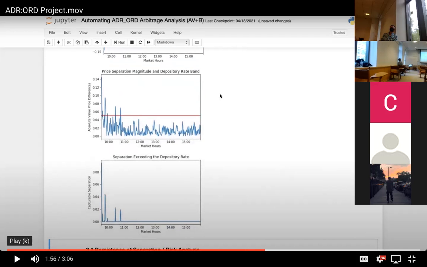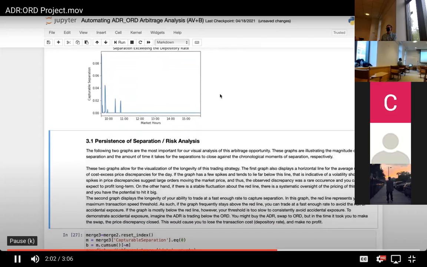So this is our capturable separation column. This is in the table above, and this is really what's guiding us to where we're making our money. So we see that there must have been some sort of market open event that produced a lot of discrepancies, and that's where we're capturing most of our money.